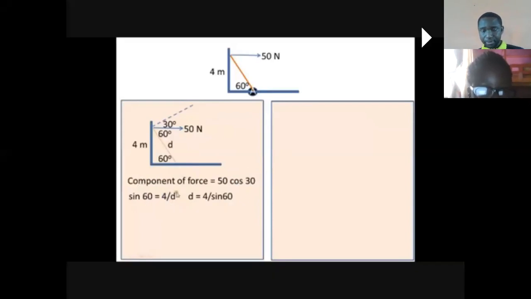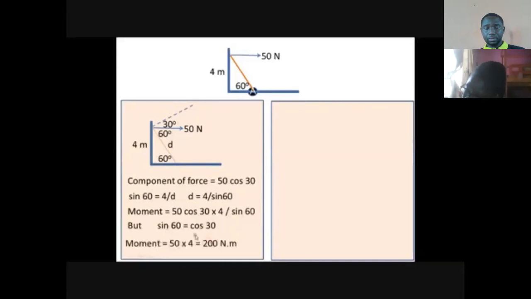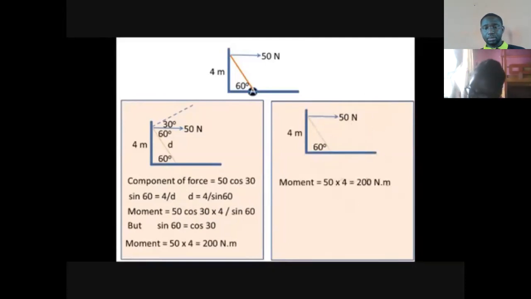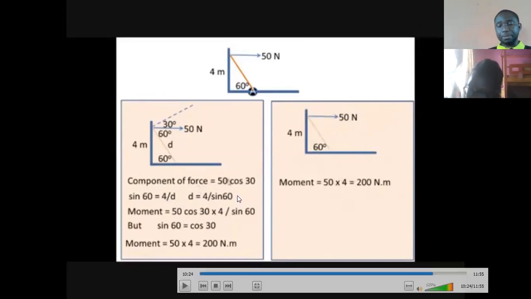Okay. 4 over hypotenuse D. D is 4 over sine 60. That gives us the moment is the force, 50 cos 30, times the distance from the pivot, 4 over sine 60. Then we have to notice that cos 30 and sine 60 are the same thing, and therefore we end up with 50 times 4, which is 200. On the other hand, we could have just said, here's the force of 50, this distance here is 4, so the moment is 50 times 4, 200. But this is a much easier method, so don't worry about it. Did you understand the second method?